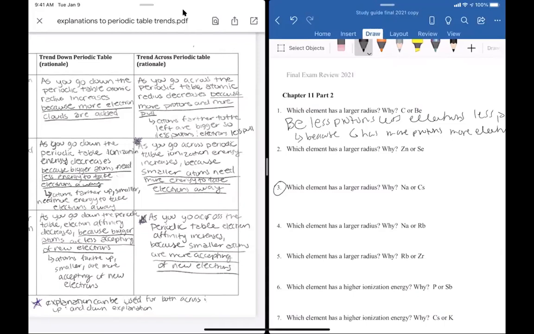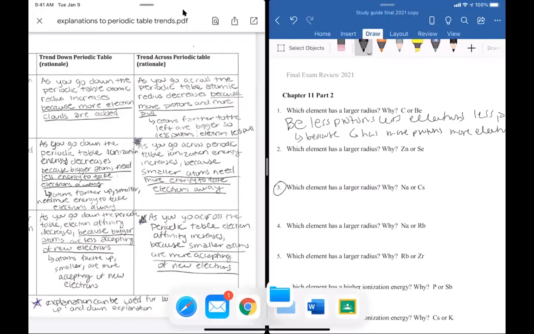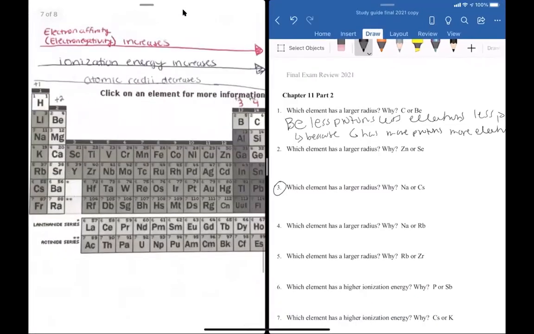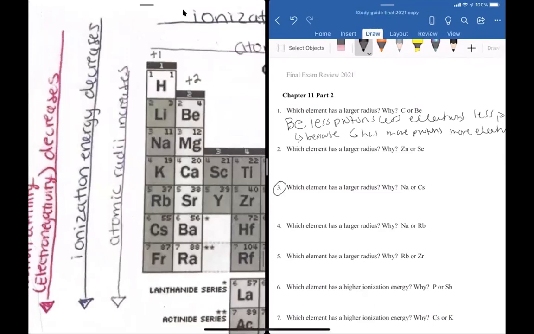All right, guys, let's take a look at this. Which element has a larger radius, Na or Cs? So again, we have to look here, right? So we have Na up there. We have Cs down in the periodic table. Again, we have Na farther up the periodic table. We have Cs down more in the periodic table. It says atomic radius increases, meaning it gets bigger. And we're looking for the larger radius. So which one would be bigger, Na or Cs?